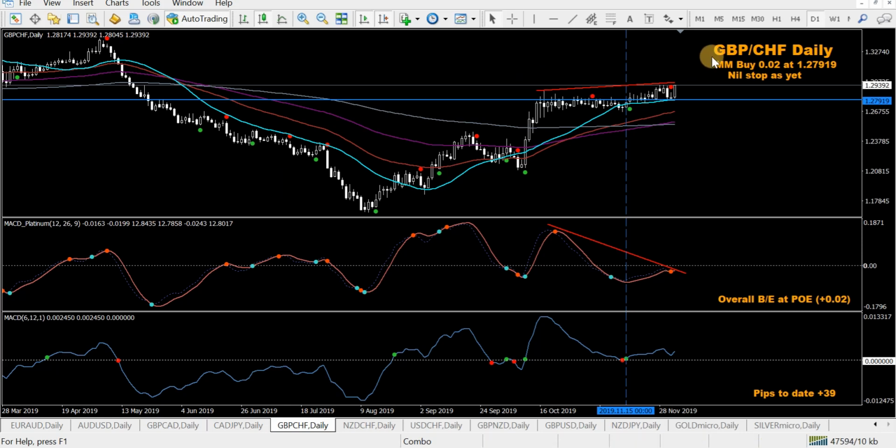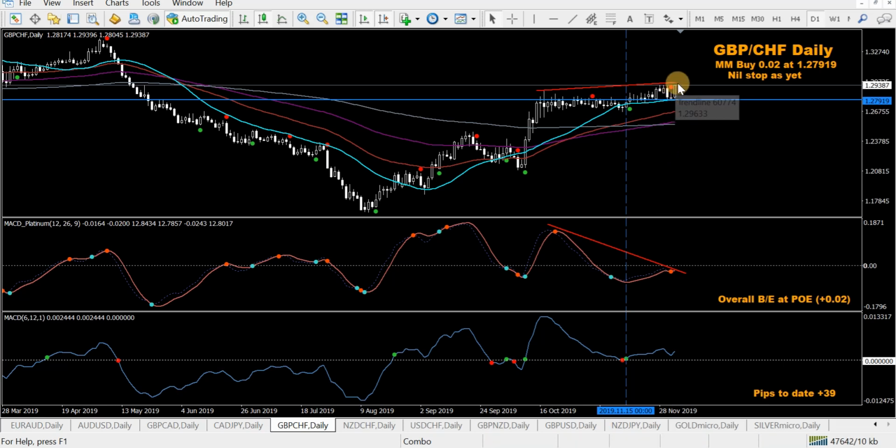All right, pound Swiss. This is the only pair I'm trading the mod MACD on at the moment. Took a buy on the mod MACD, which is this fast MACD down here, with settings of 6, 12, and 1. So basically when it crosses through the zero level, that's my trade signal, in assistance with this 25 SMA. So for buys, price has to close above it. For sells, price has to close below it, confirmed on this fast MACD cross.